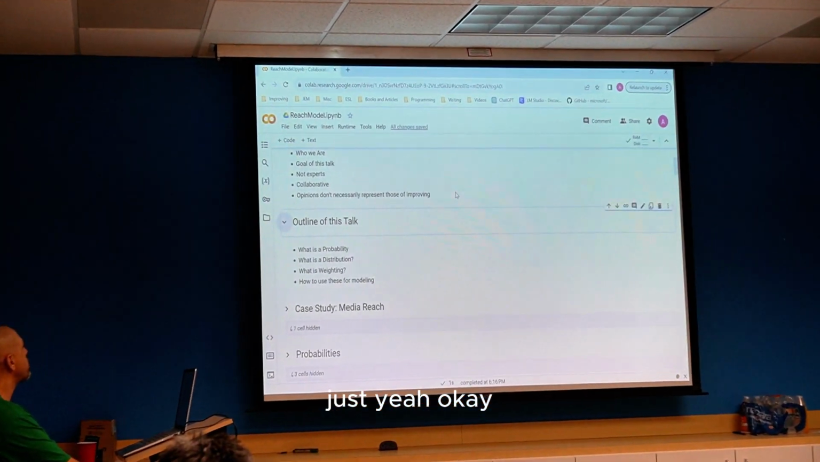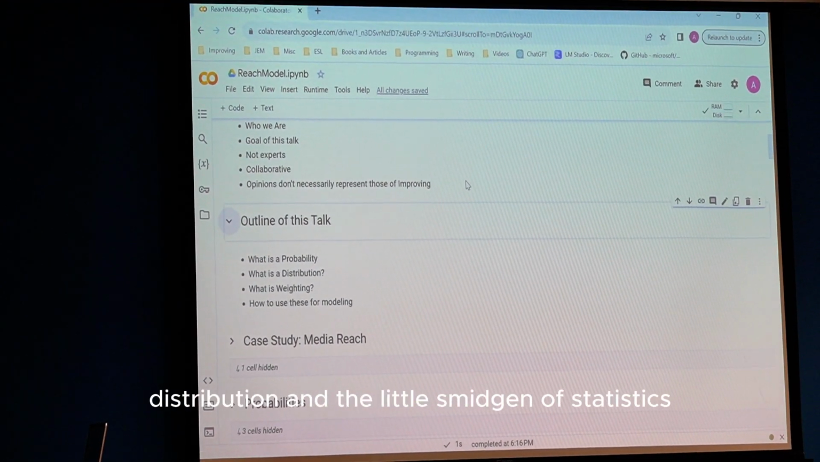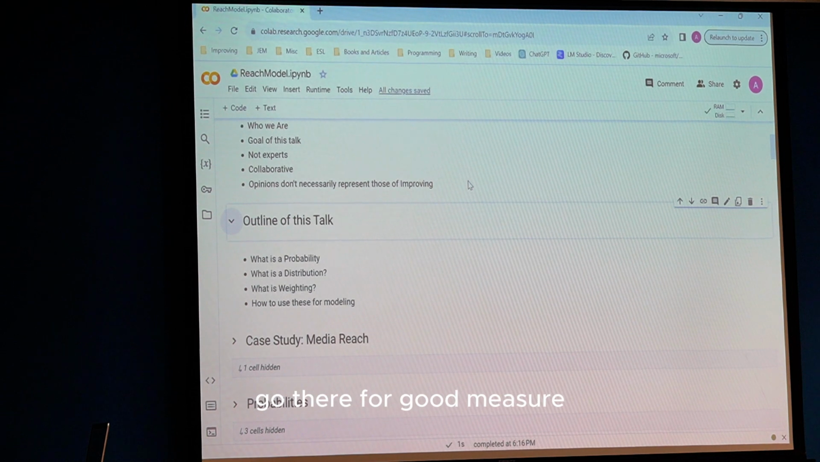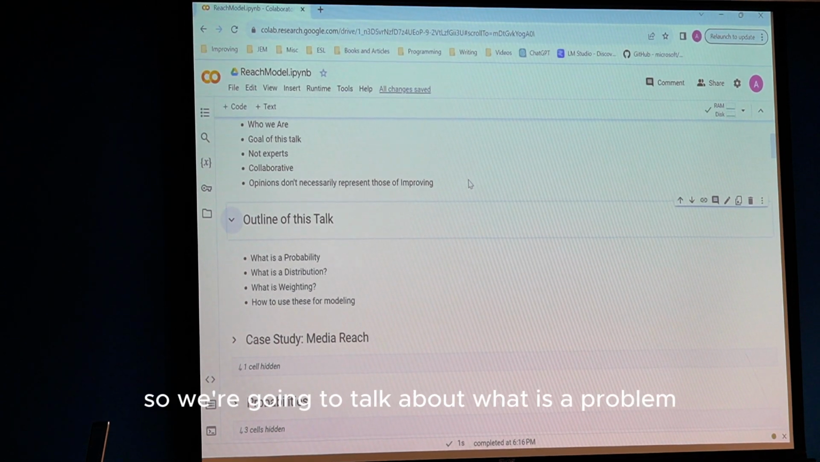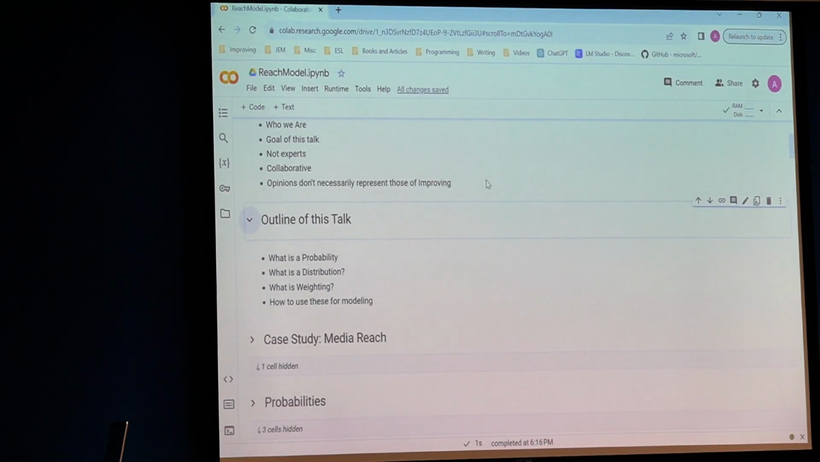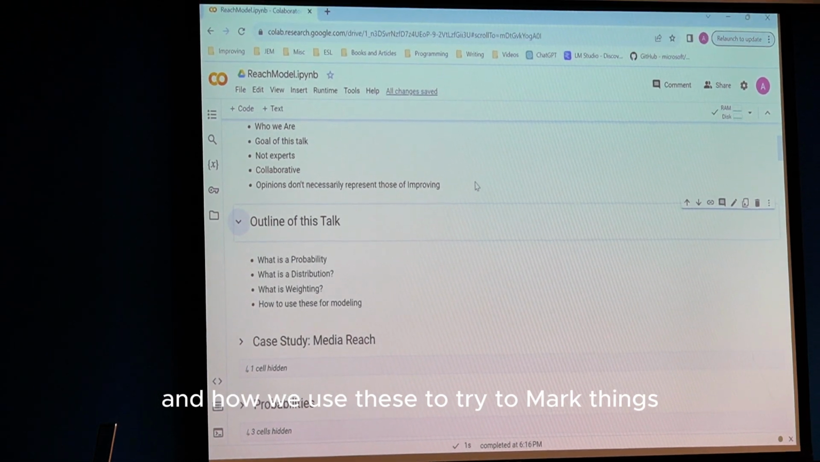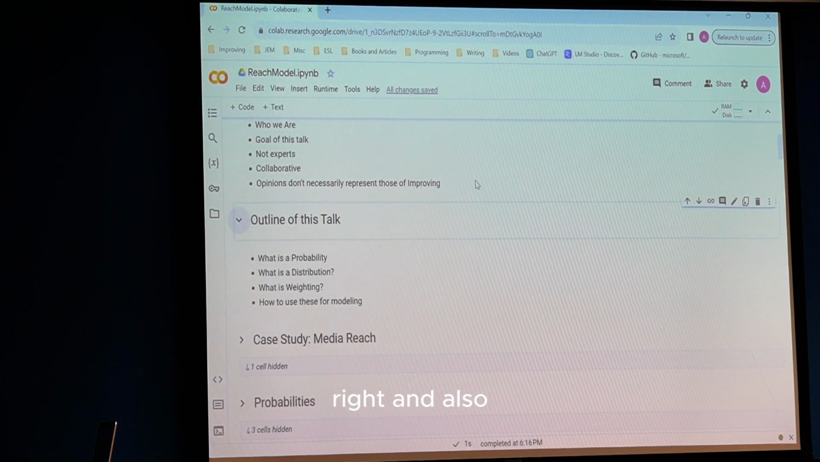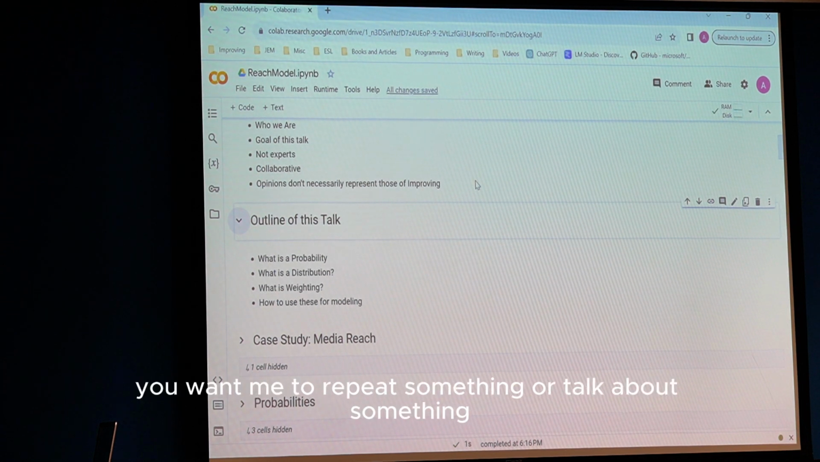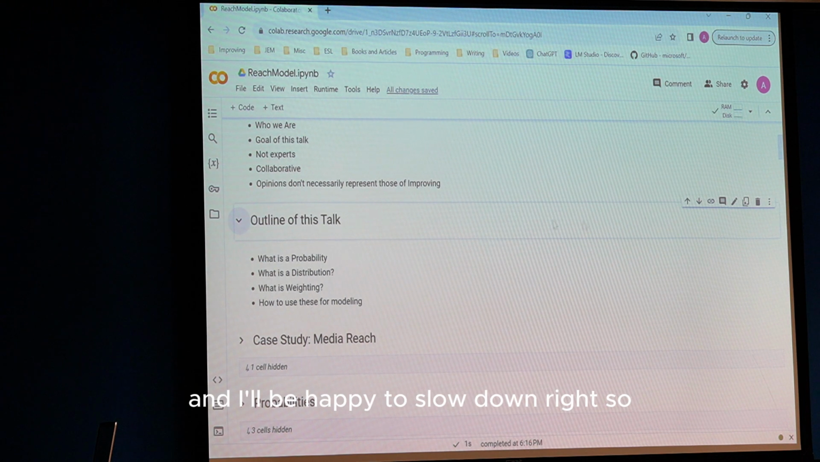Okay. So today we're going to talk about probabilities and distributions, and a little smidgen of statistics thrown in for good measure. So we're going to talk about what a probability is, what probability means, what a distribution is, what weighting is, and how we use these to try to model things. And also, if at any point I'm going too fast or you want me to repeat something, please feel free to stop me. I definitely have a tendency to go too fast sometimes. So just tell me, and I'll be happy to slow down.